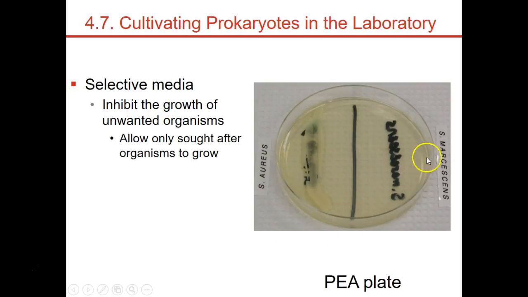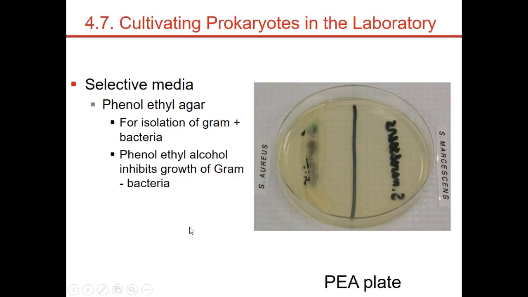If you look here, you see Serratia marcescens over here, and you see Staphylococcus aureus over here. Staphylococcus aureus are gram-positive organisms. Serratia marcescens are gram-negatives. And if you look on the plate, you can see there's growth right here, but there's no growth over here. This is a selective media that only grows gram-positive bacteria, and it's called PEA plate or phenyl ethyl alcohol agar plate.